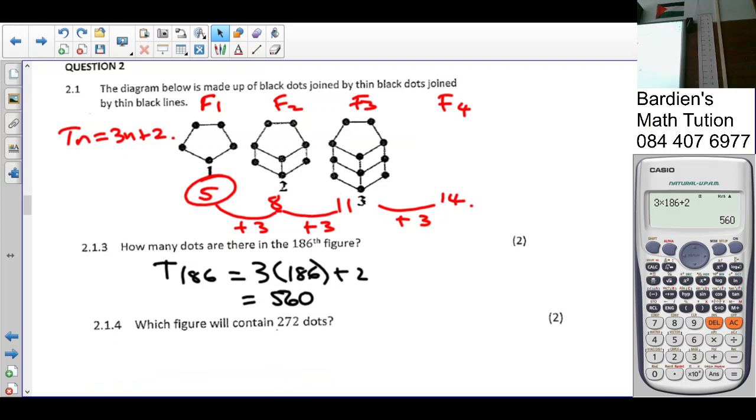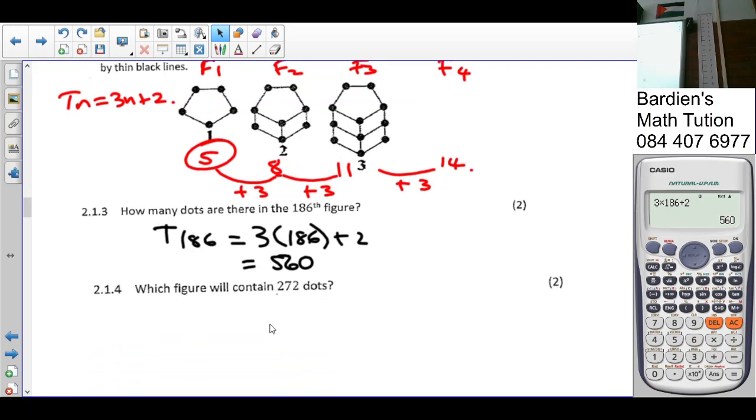Then they want to know which figure will contain 272 dots. So in other words, if we continue this pattern, there will be some figure number, the nth term or the nth figure, that will be equal to 272. Does it make sense? Okay.